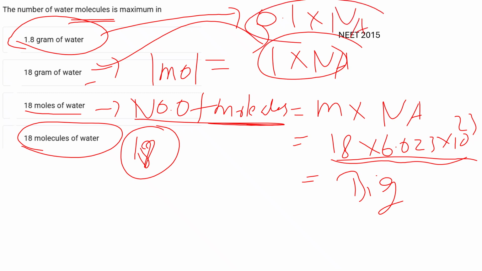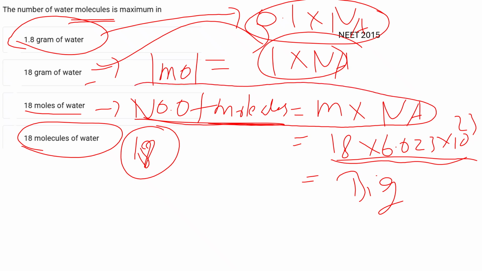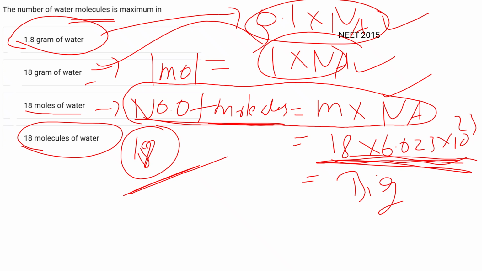If you feel I solved this question very quickly with this formula, you can watch my previous videos. I explained this formula very well in many previous videos. In option A there is 0.1 Avogadro's number. In option B, 1 times Avogadro number. In option C, 18 times Avogadro number. In option D there is just 18. Which one is higher? Option C is higher. So option C is the answer. This contains the maximum number of water molecules.